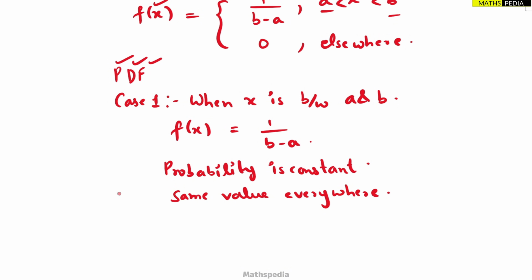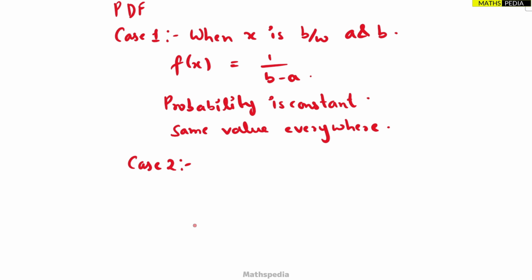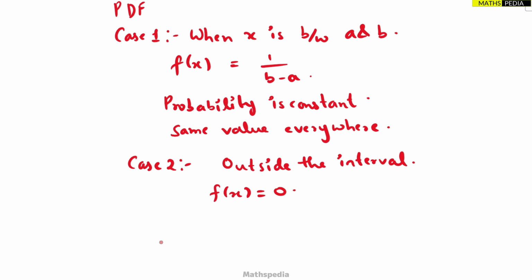The second case we can consider is what happens outside the interval. That means x is not lying between the two real numbers a and b, where a is the starting point and b is the ending point. Here the function becomes f of x equal to 0. That means there is no probability outside this range.